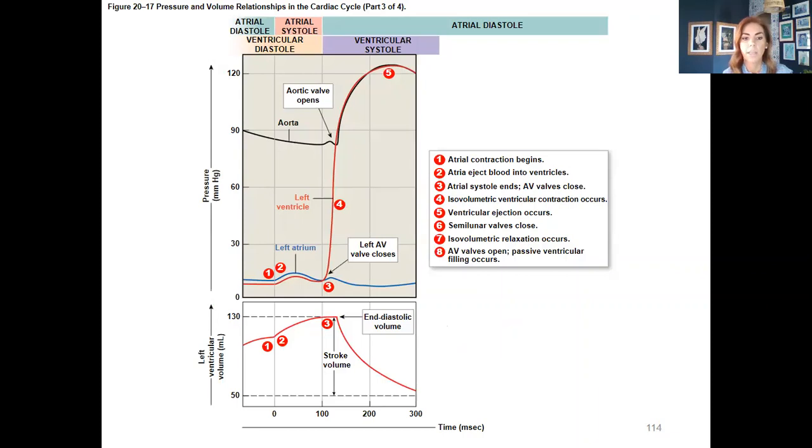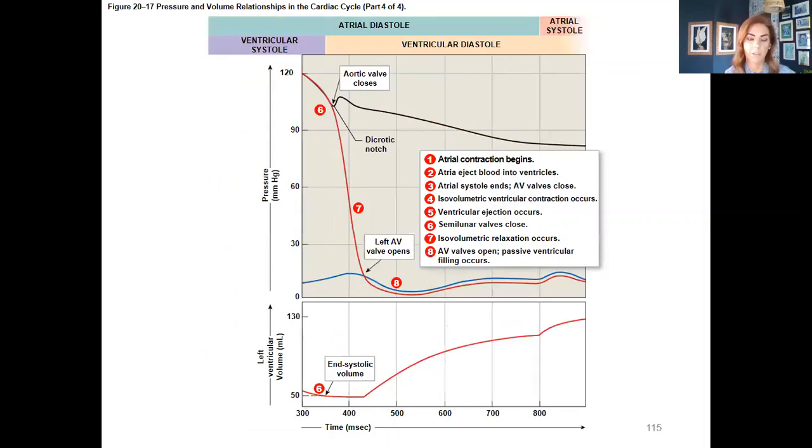So what you're looking at is basically the different phases of the cardiac cycle that we just talked about in regards to pressure. And on this graph, it will also show you where you're going to have your AV valves opening versus where your AV valves are going to be closing. And then on this side, you can also see the same 8 steps that we've already gone through are going to be the same 8 steps that you see on this graph.